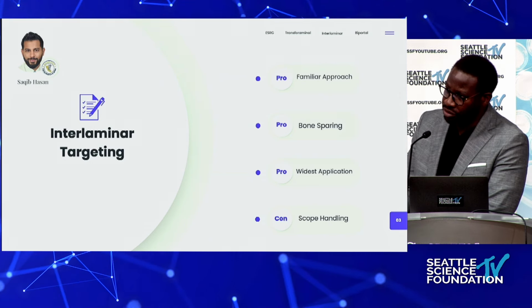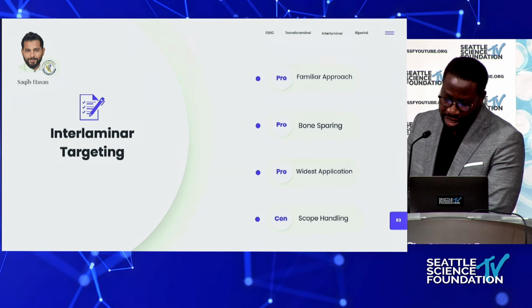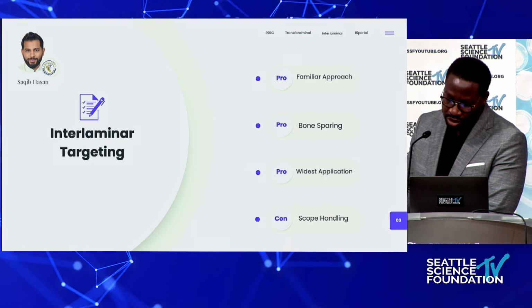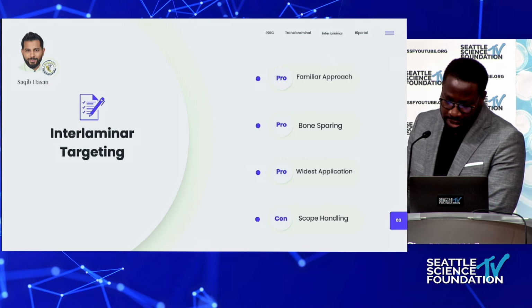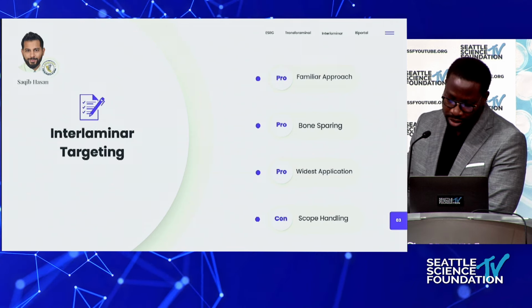You're usually just taking the undersurface of the cranial lamina, and at some point a little bit of the medial facet joint, so usually no more than a few millimeters. It has the widest application. It can be used in the cervical, thoracic, and lumbar spine.